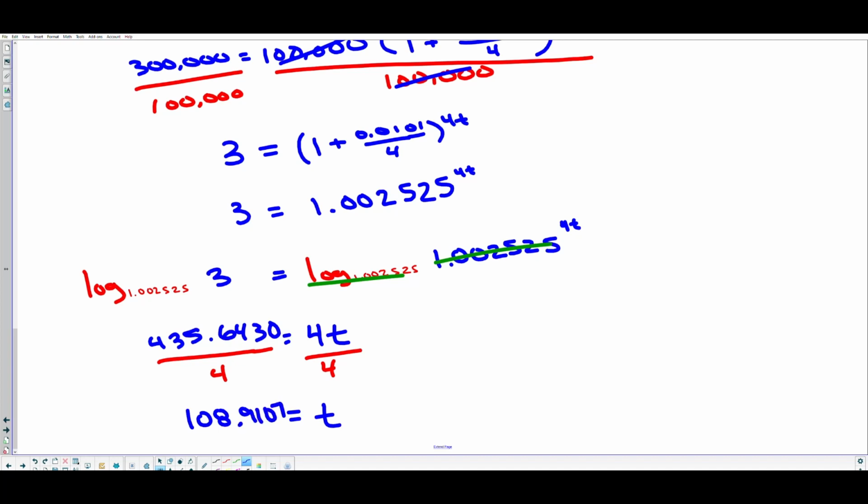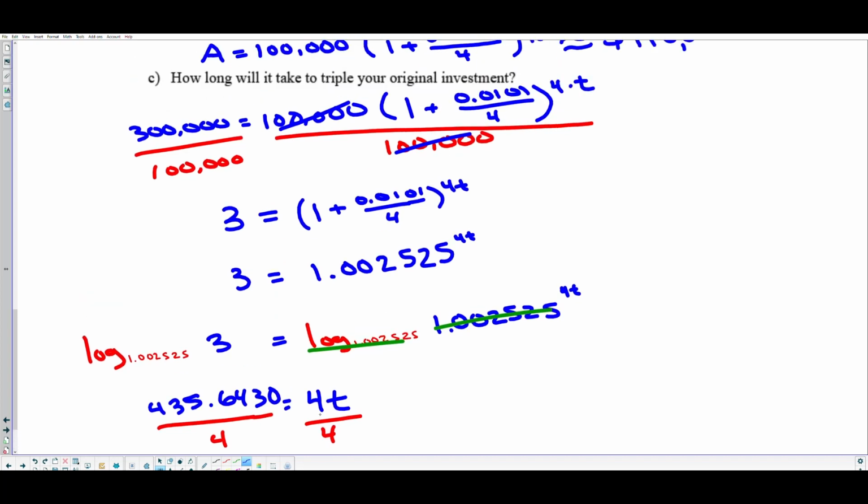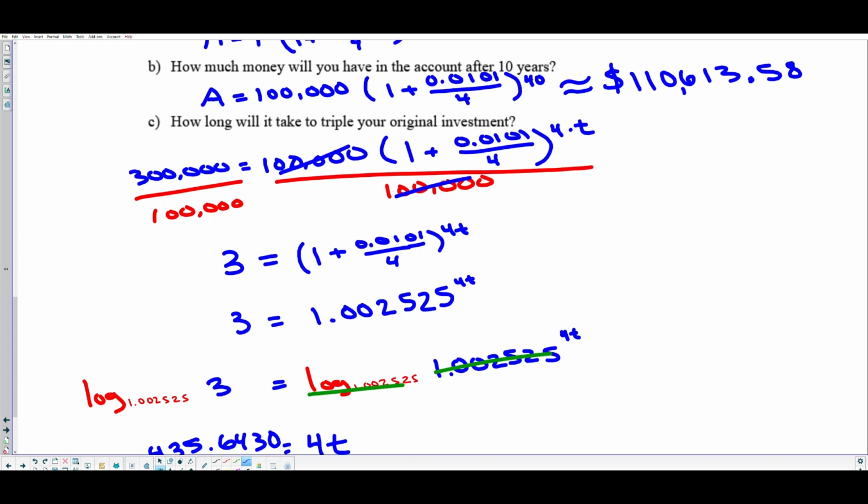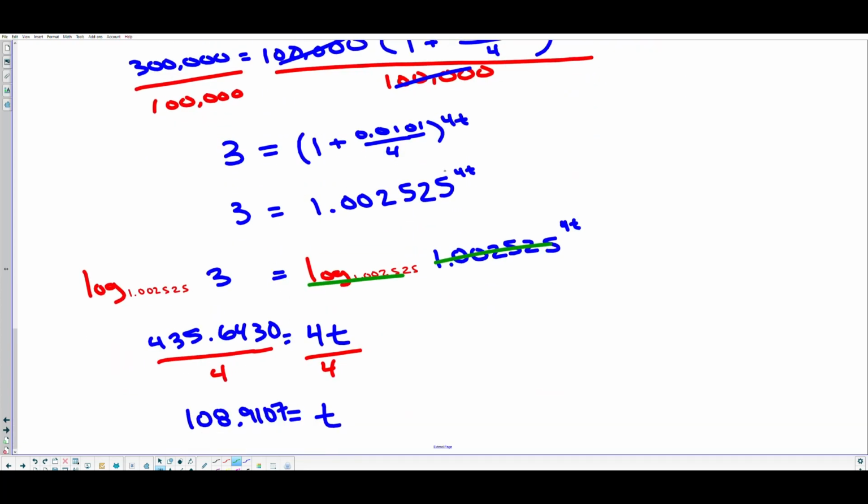108.9107. Okay, and since we're solving for t, and if you forgot, that's what the t is, and if you really forget, go back and read the question, how long would it take? Right, which is a measurement of time. So to triple our value to get 300,000, it would take 108.9, so almost 109 years to triple it, to go from 100,000 to 300,000.